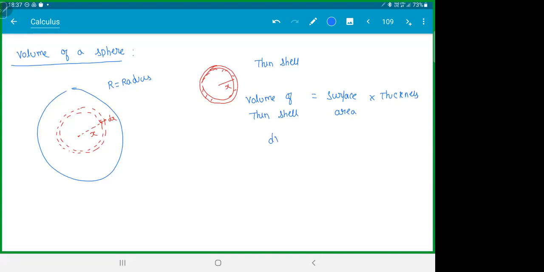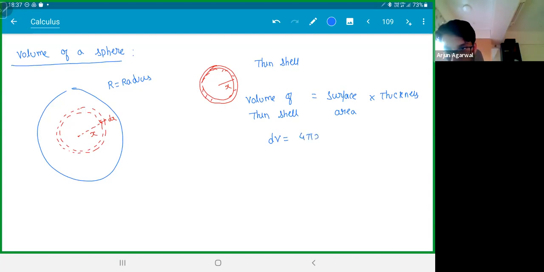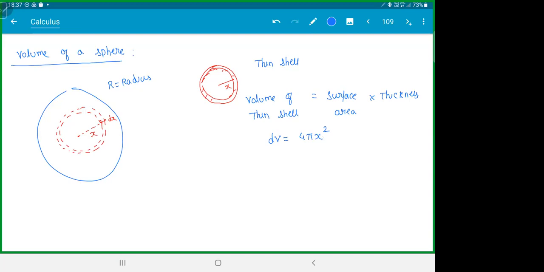So the small volume dV, what is the surface area of a sphere? Surface area of a sphere, 4 pi r square. 4 pi x square. Right, and thickness is how much? dx. So this is the volume of a thin shell. So if you want the volume of a full sphere, you just need to add the volume of all these thin shells.